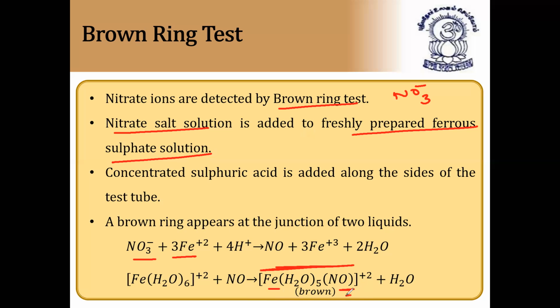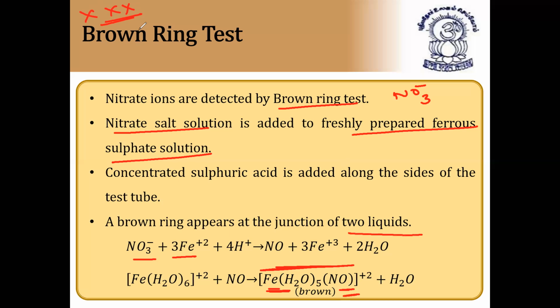So please remember this formula: Fe(H2O)5NO, with plus 2 charge. The brown ring is formed due to the formation of this compound, and it is formed at the junction of the two liquids. I hope it is clear. Very, very important brown ring test. You will do it in the lab also.